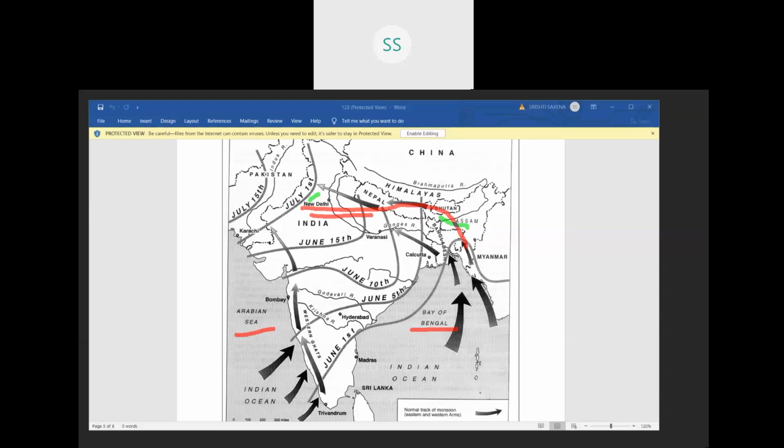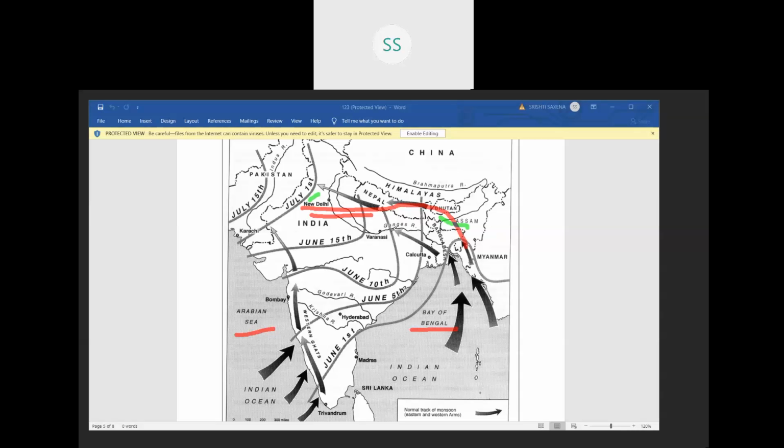Explain. The question is: explain the alternation of dry and wet spells that vary in intensity, frequency and duration. Children, the answer is, first point, monsoon causes heavy floods in one part and drought in another part.